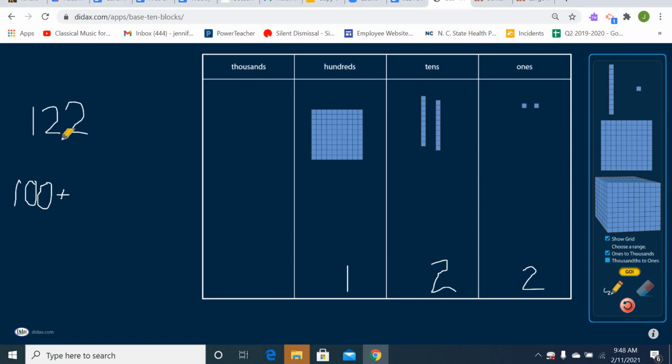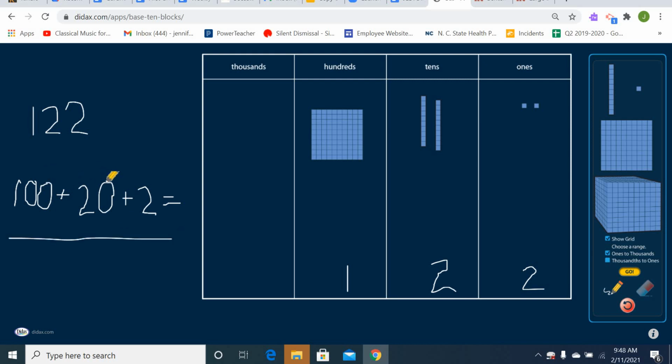I have a 2 in my tens place, and I know that if I have a 2 in my tens place, it means that I have 2 groups of 10. So my value is 10, 20. So I am going to write 20. Plus, and in my ones place, I have a 2. And my value of 2 in my ones place is 1, 2. So just 2.